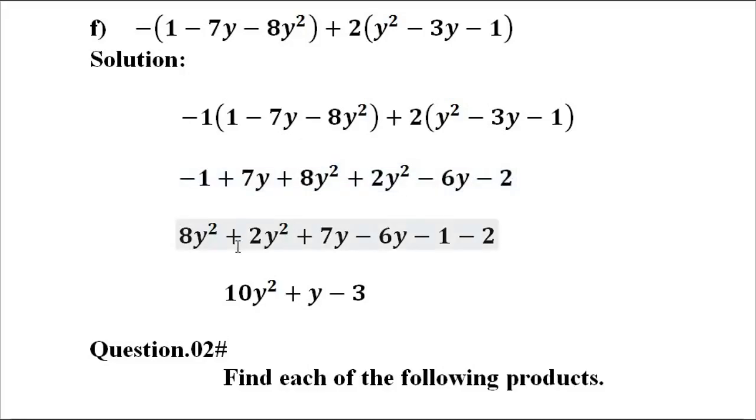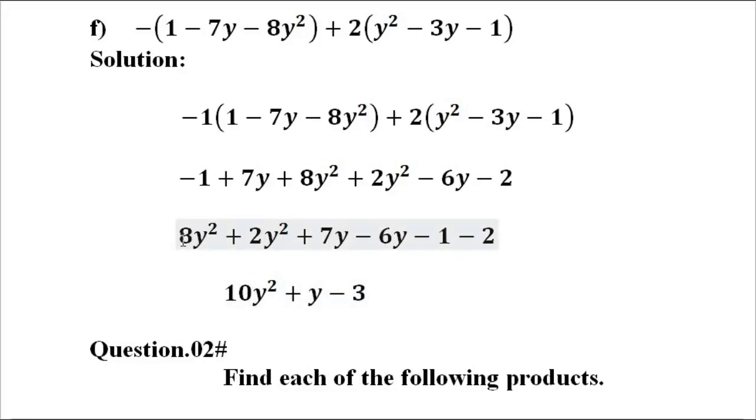I'll combine positive 8y squared and positive 2y squared because both of these terms are like terms with the same variable y and the same power. Next, we have positive 7y and a negative 6y with the same variable y and the same power. Next, we have constant terms -1 and -2. Combining these gives us -3.